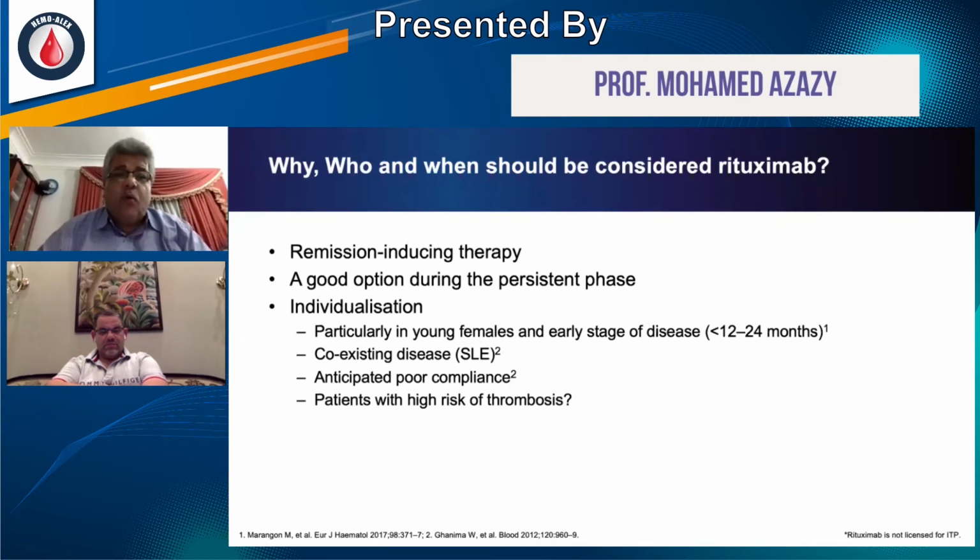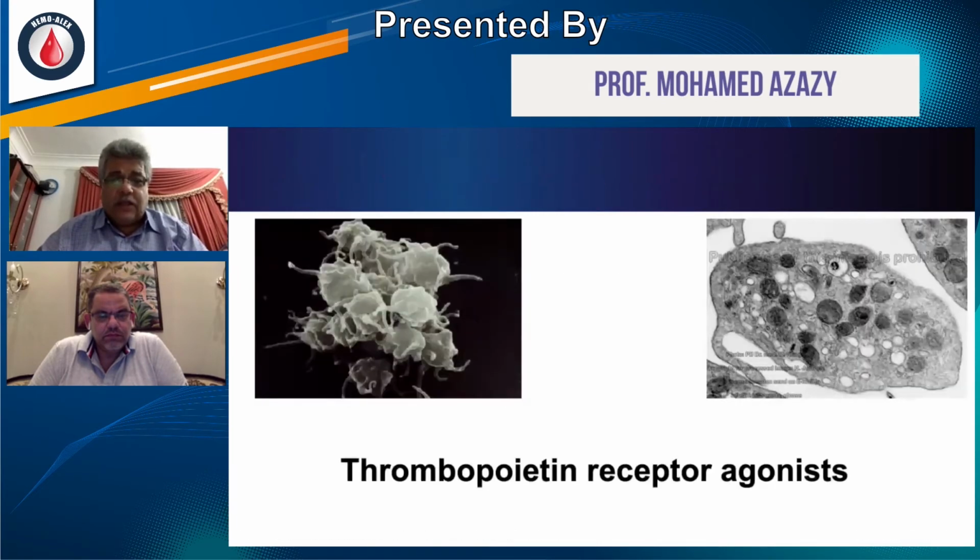Another question raises itself: why, who, and when should we consider rituximab as second-line therapy? If you need a remission-inducing therapy, it is a good option during the persistent phase. Individualization should take place, particularly in young females with early disease, less than 2 years. Coexisting disease like lupus is another favorable factor. Anticipated poor compliance, in a patient who will not tolerate oral treatment for long, is another. Patients with a high risk of thrombosis, who will not go well with TPO, should go for rituximab therapy as early as possible. Let us go for the thrombopoietin receptor agonists.